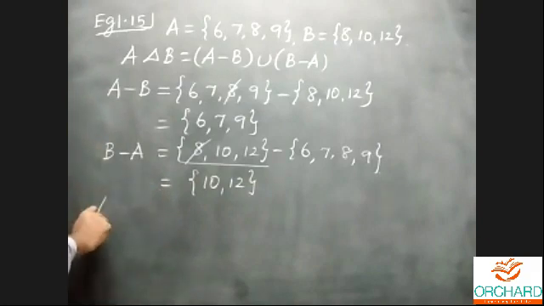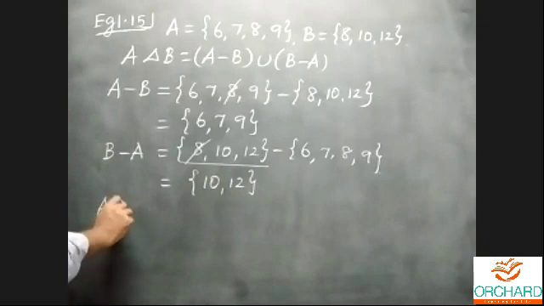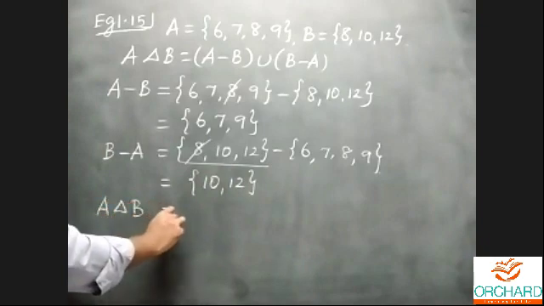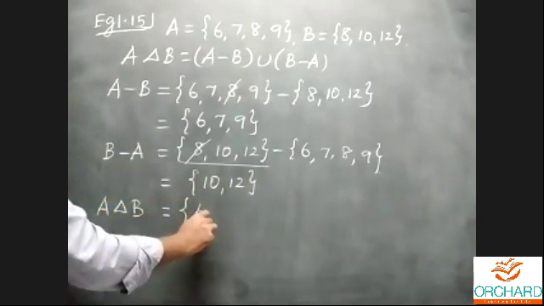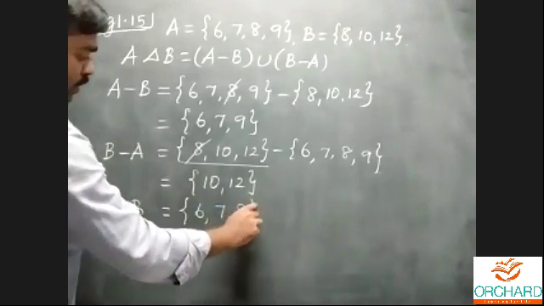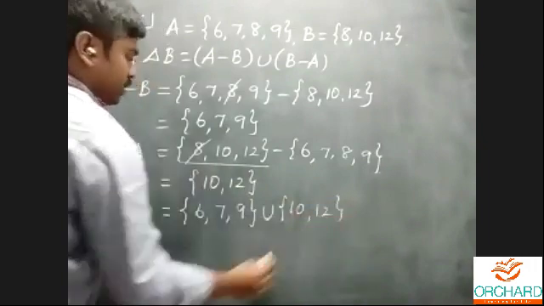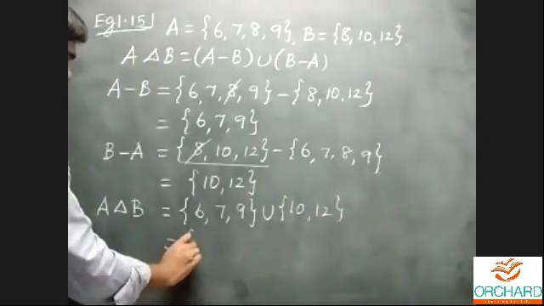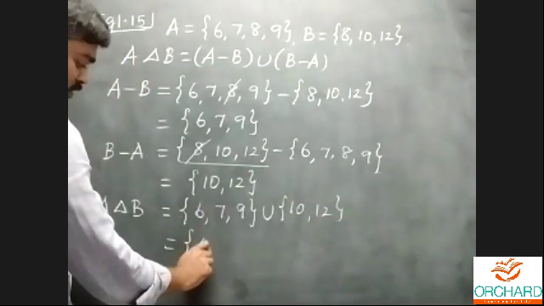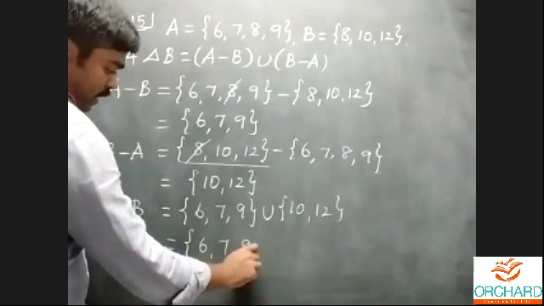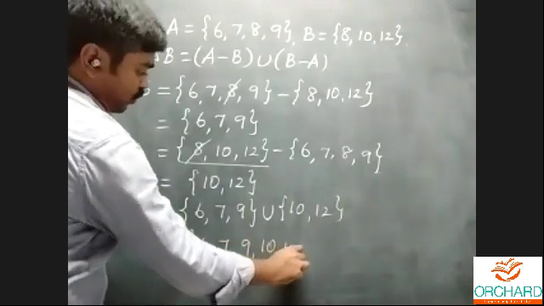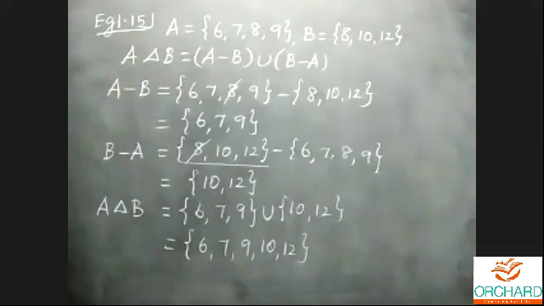Now the symmetric difference between the two sets: just join by union. A symmetric difference B is equal to the union of A difference B and B difference A. Now we can join these two sets' elements: 6, 7, 9, 10, 12. This is the symmetric difference between the two sets A and B. Go through this model.